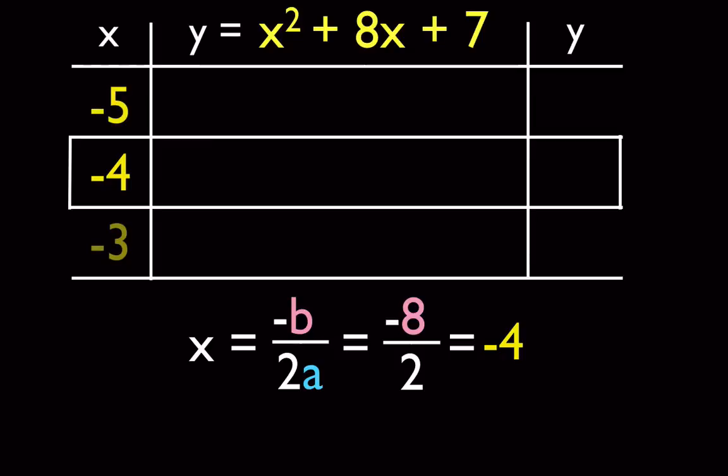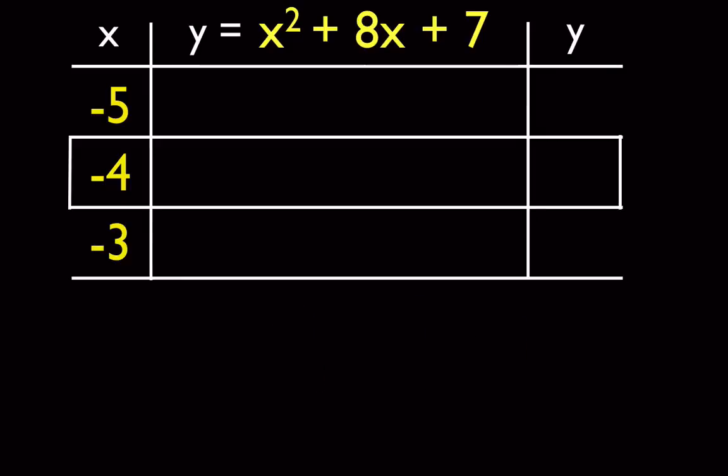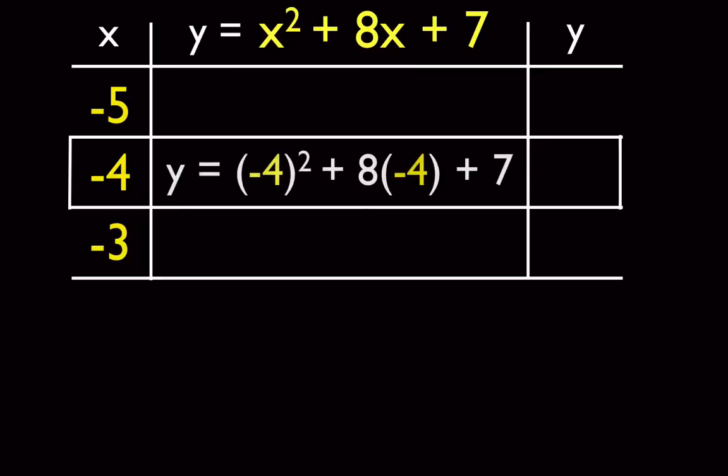What we do then is we pick the two numbers directly next to the vertex. So I pick negative 3 and negative 5 because if I think about a number line, those are the two points on either side. From there, we're going to go ahead and plug them in. Now you can do all three at once or you can do one at a time.